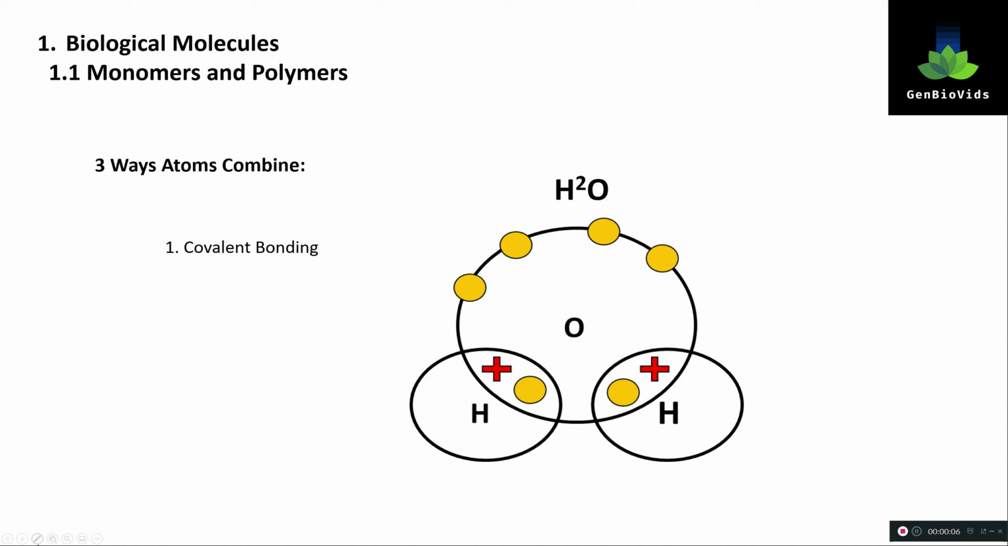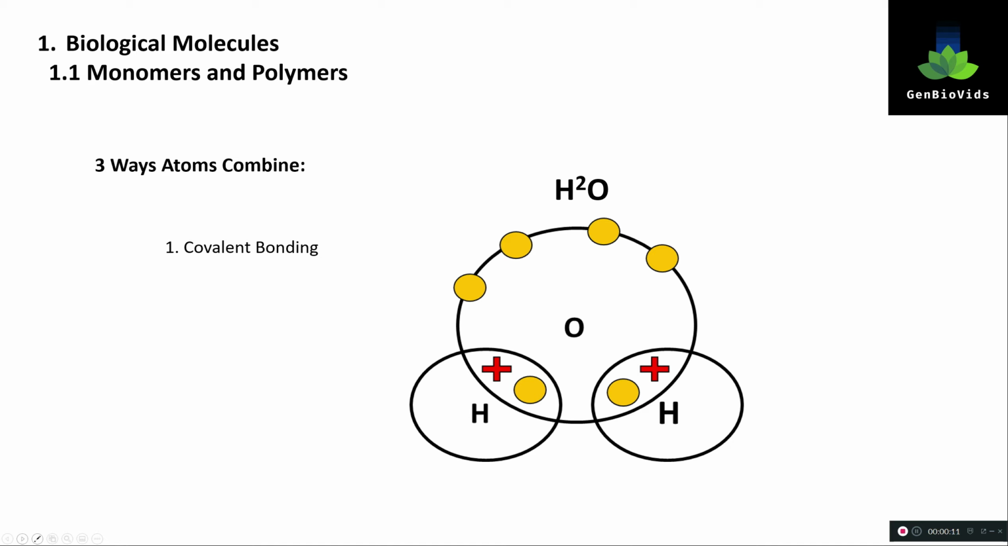The basic unit of all matter is the atom. In living organisms, atoms combine with each other to form biological molecules. The study of these molecules is known as molecular biology. Before I talk to you about monomers and polymers, it's first important to consider how these atoms combine with each other.